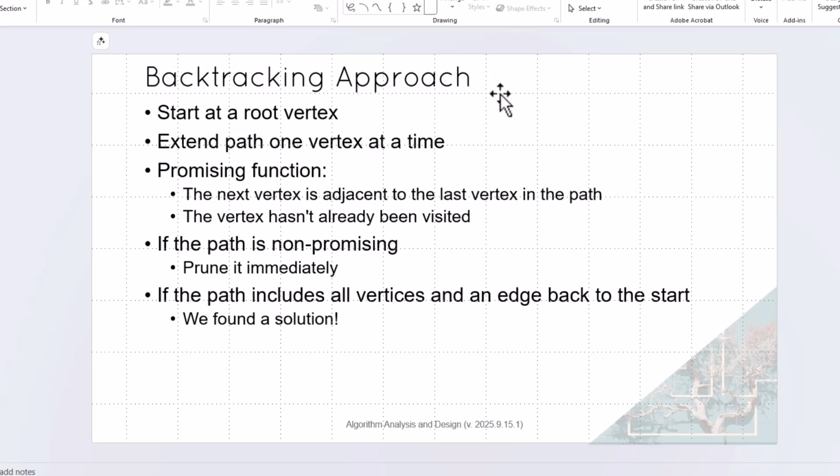The backtracking approach is we start at a root vertex and extend the path one vertex at a time. The promising function is that the next vertex is adjacent to the last vertex in the path, and the vertex hasn't already been visited. If the path is non-promising, we prune it immediately. If the path included all vertices and an edge back to the start, we find a solution.